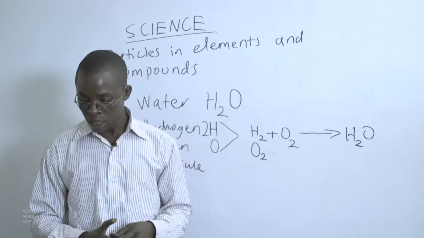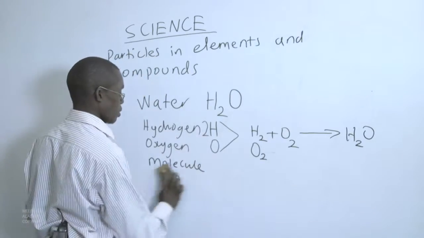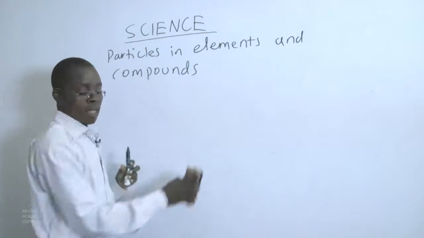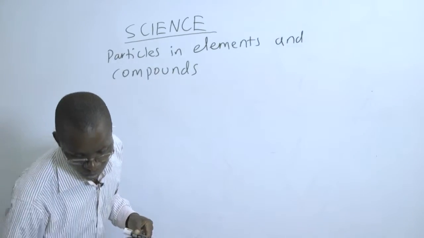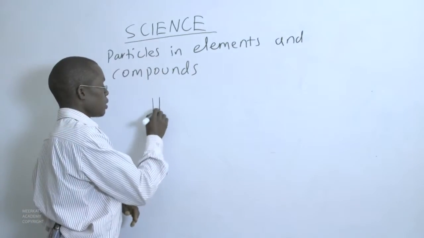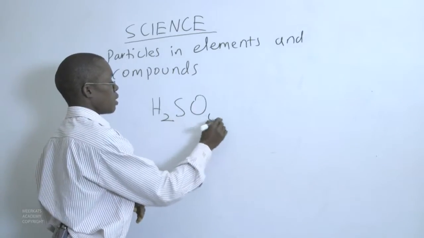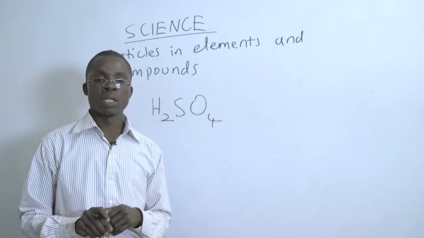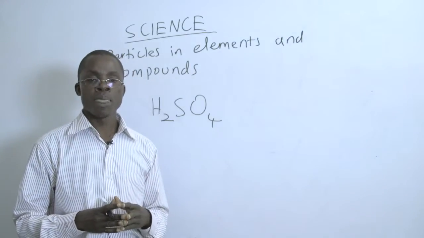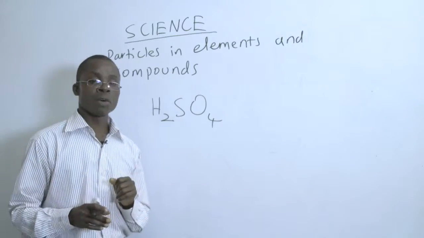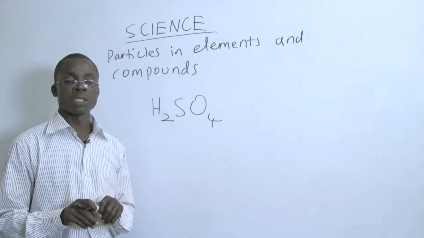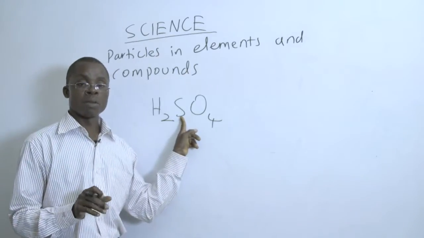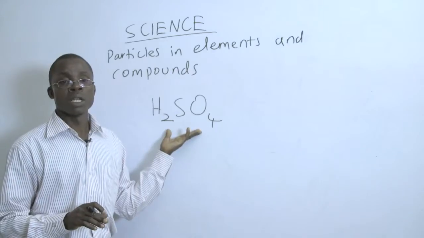We can also look at other symbols. We shall just pick common formulas that you have been encountering, like this. This is sulfuric 6 acid. It can also be called sulfuric acid, but looking at the oxidation number of sulfur, we can call it sulfuric 6 acid. That's based on the oxidation number of sulfur, but you can generally call it sulfuric acid.